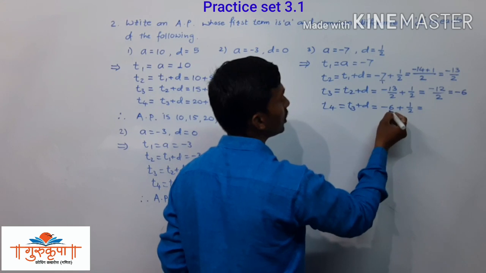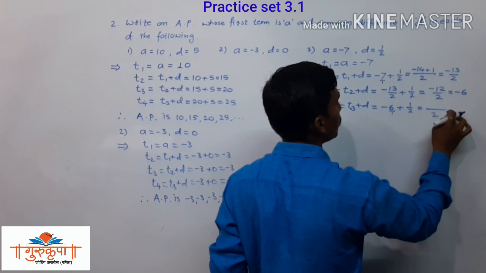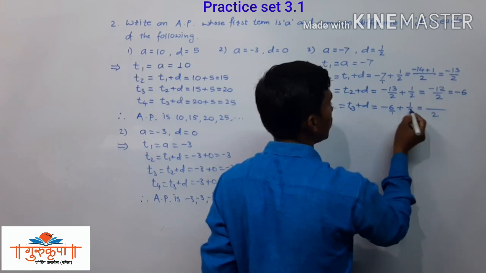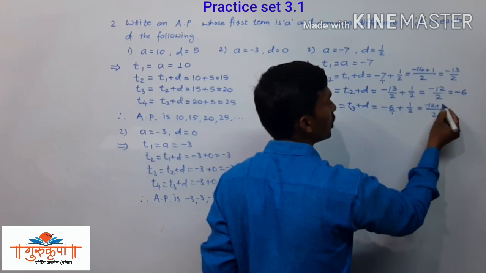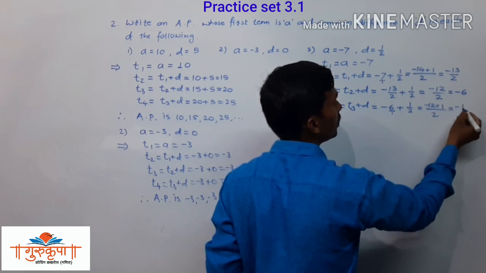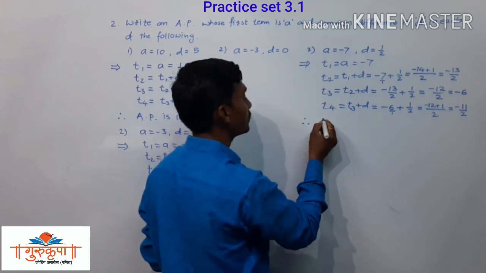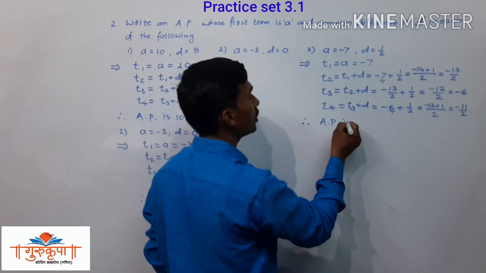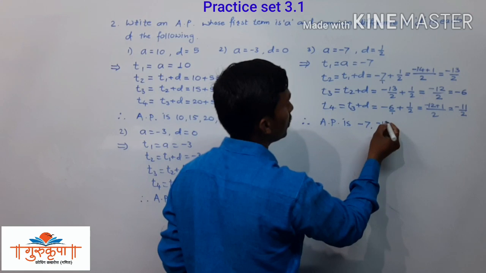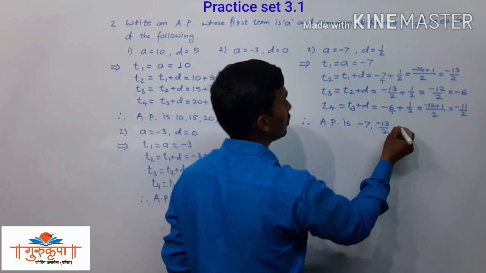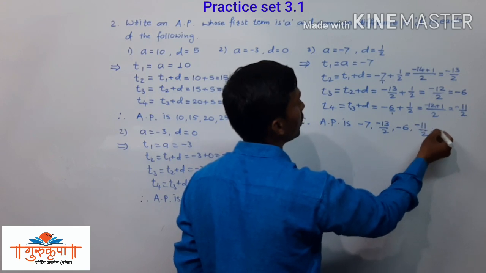And now again we have to take the subtraction here. This is multiplication of denominator to the denominator, that is 2. Cross multiplication, minus 6 into 2 is minus 12 plus 1 into 1 is 1, and it is equal to minus 11 upon 2. So here the AP is: first term is minus 7, second term is minus 13 by 2, third term is minus 6, and fourth term is minus 11 by 2, and so on.